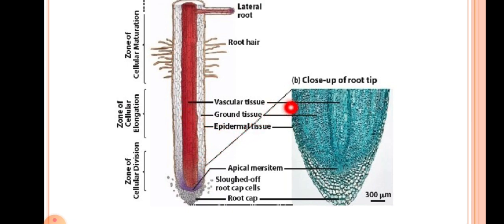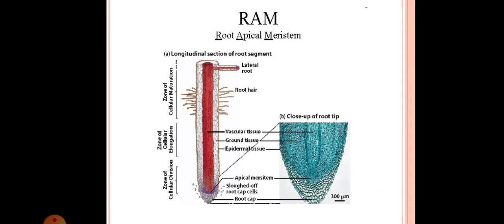And in this region it shows the apical meristem. This apical meristem is covered by the root cap cells, and this root cap cell is mucilaginous, generated for lubrication, because of growth towards the soil region.